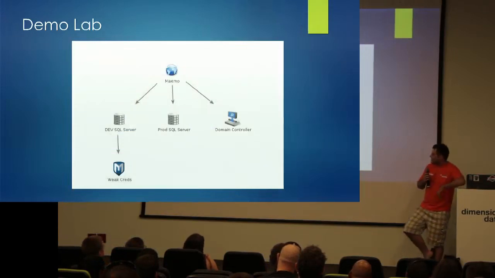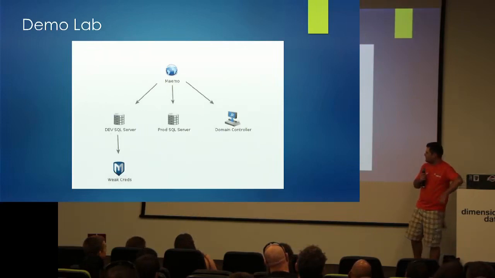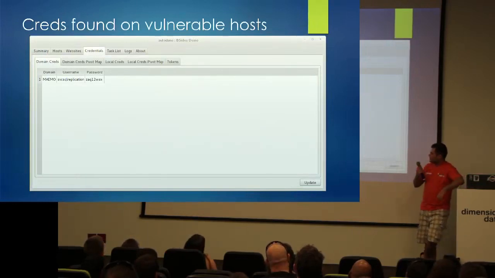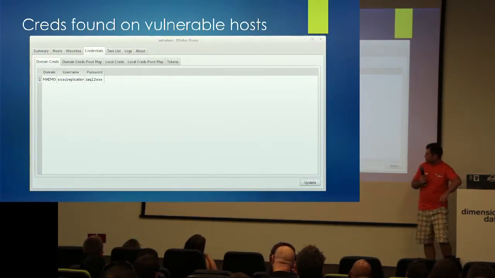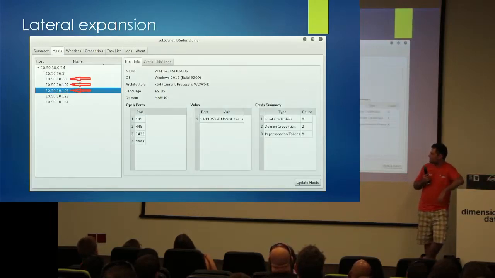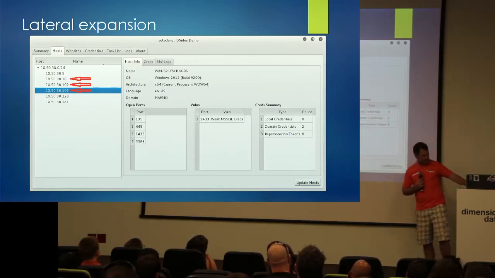So carrying on with the lab, there's weak SQL creds on the development SQL server. So we find that with the nmap script, I run Metasploit against it, I get it back. And so when I get the creds, I cut them out and I get that set of creds there, which is awesome. The next step in the process is to use those creds against all the different Windows boxes that we found in the domain, to try and see which ones it can log into. So in this case, it was those three. The top one was the domain controller. There was the two other SQL boxes.